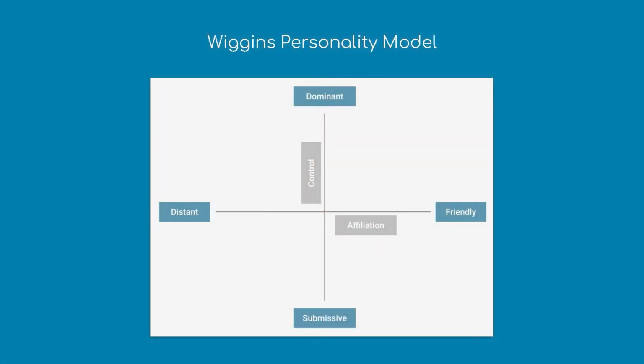So let's go ahead and take a look at the Wiggins personality model. You can see here that it's got two axes, one for affiliation and one for control. And at the ends of those axes, for the affiliation one is distant versus friendly, and then for the control one, dominance versus submissive. And we'll be plotting our brand on this to see how it might compare to other brands.